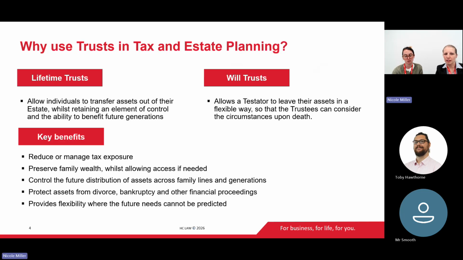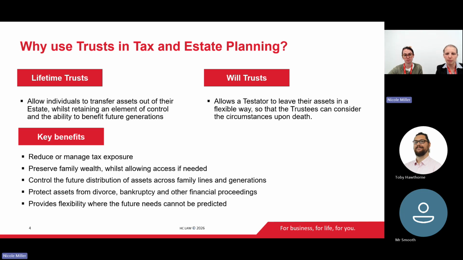So why use trusts in tax and estate planning? Trusts remain a core part of estate planning for many individuals looking to protect their wealth, manage their tax exposure, and also to control how assets pass to future generations, either during their lifetime or on death, as Kate was just saying. And despite the ongoing changes to the rules around tax planning, trusts are extremely relevant when used appropriately with clear objectives.